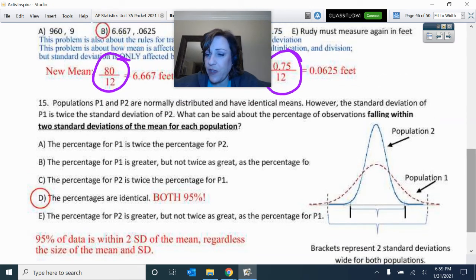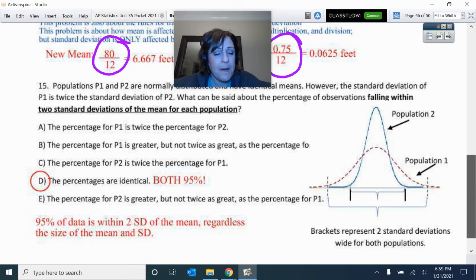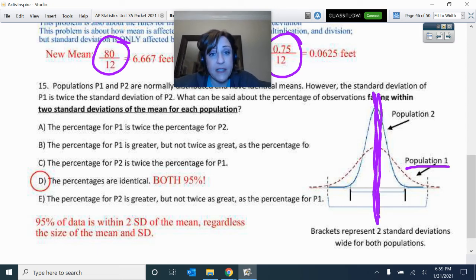And the last one on this video that I'll do is these two different distributions, and I have a picture here. We have population 1 and population 2. You can see population 1 is definitely more varied than population 2. Now, they're centered at the same location, but they have different standard deviations.